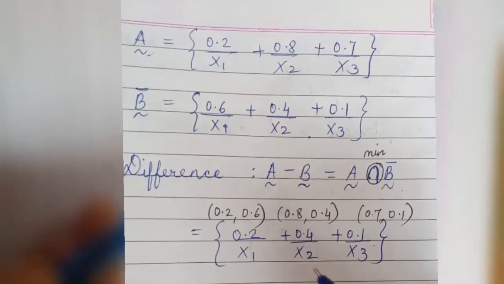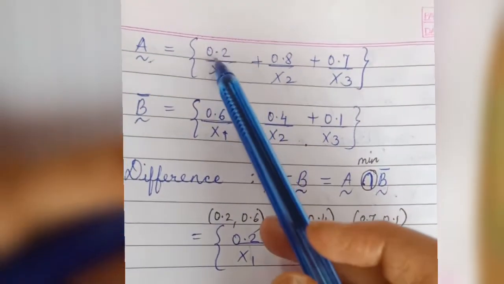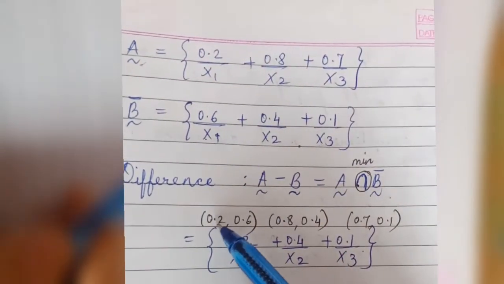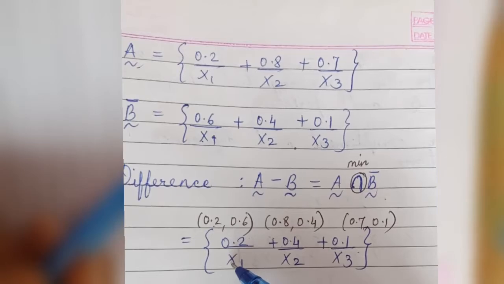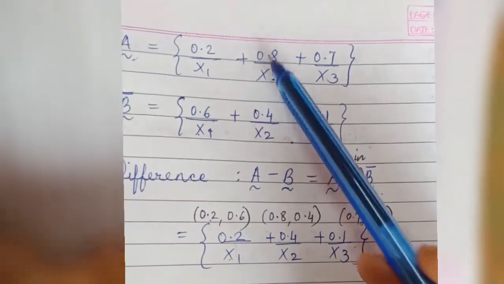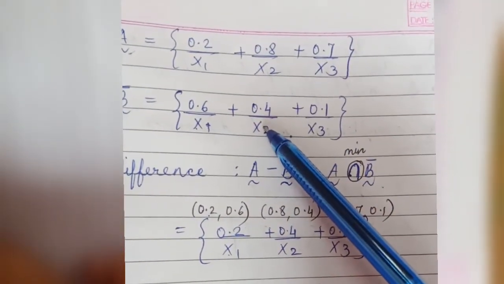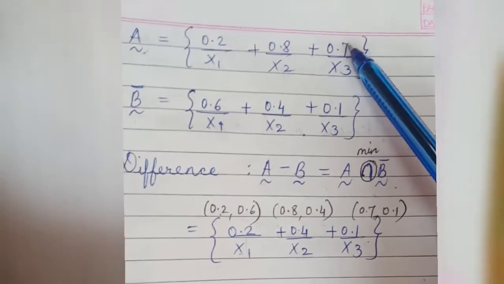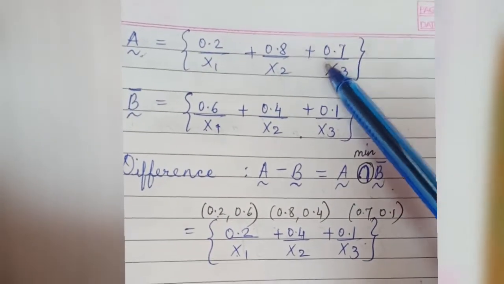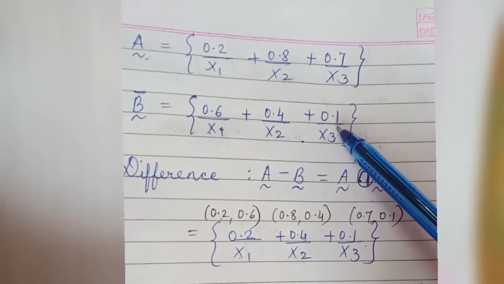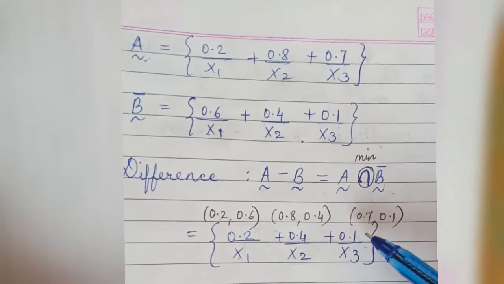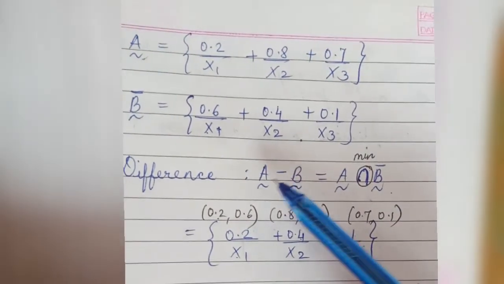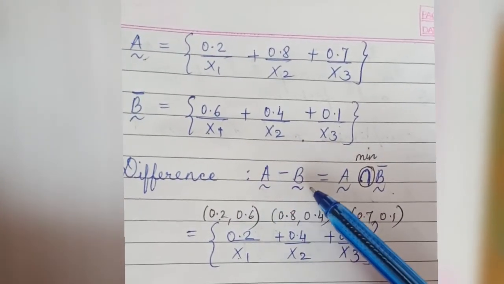Let's start. For the first element, compare first element from both the sets, 0.2 and 0.6. Minimum is 0.2, write it as 0.2 upon x1. For the second element, 0.8 and 0.4, compare and select minimum, that is 0.4. For the third element, compare third element from both the sets, 0.7 and 0.1 and select minimum, that is 0.1. Write it as 0.1 upon x3. So this is the set of A difference B.